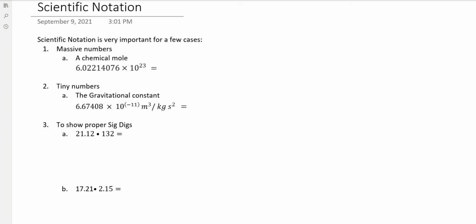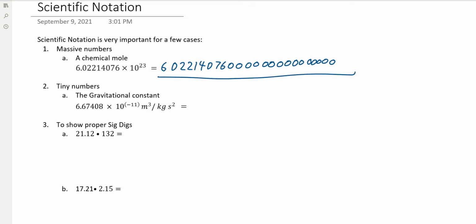which means if you plug this into your calculator, and if you didn't want to write it in scientific notation form, you would have to write it out like this. Okay, now I have to count. 1, 2, 3, 4, 5, 6, 7, 8, 9, 10, 11, 12, 13, 14, 15, 16, 17, 18, 19, 20, 21, 22, 23. So that's how many particles are in a chemical mole.